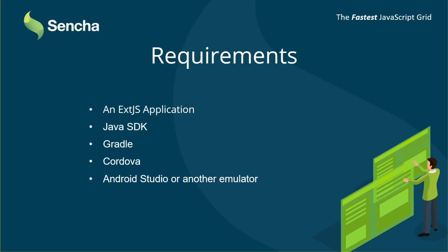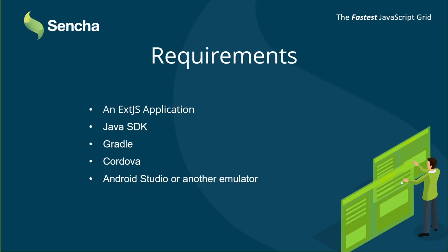For example, we need to create an Ext JS application. So we're going to need Sencha Command, we're going to need the Ext JS SDK, or at least a trial version. Then we're going to need the Java SDK, in this case version 17. This requirement is from Cordova, not from Ext JS. So make sure that if you download the JDK or Java SDK, you download version 17. You're also going to need Gradle, you're going to need Cordova, and finally you're going to need an emulator. In this case, we're going to be using Android Studio for that.